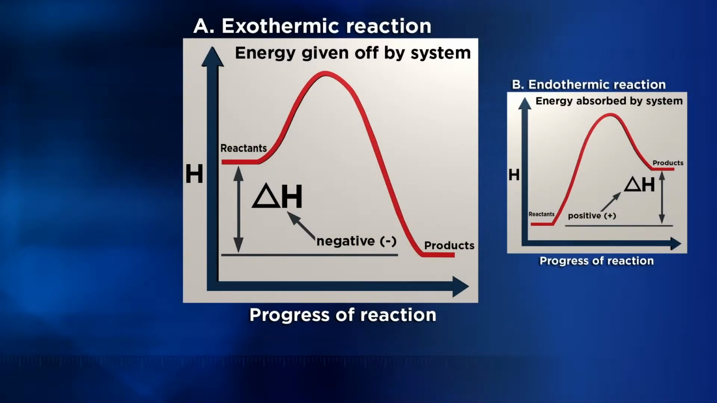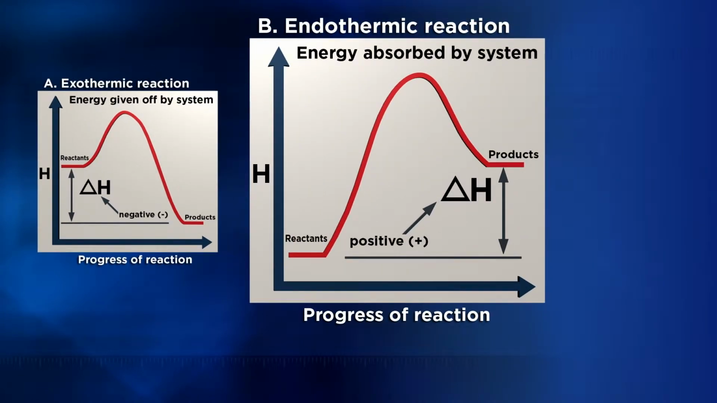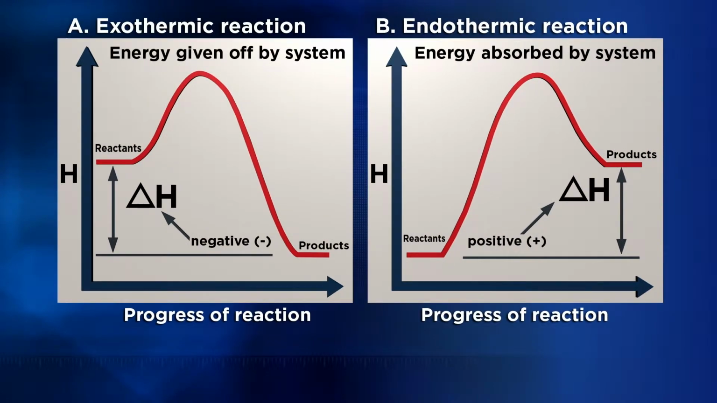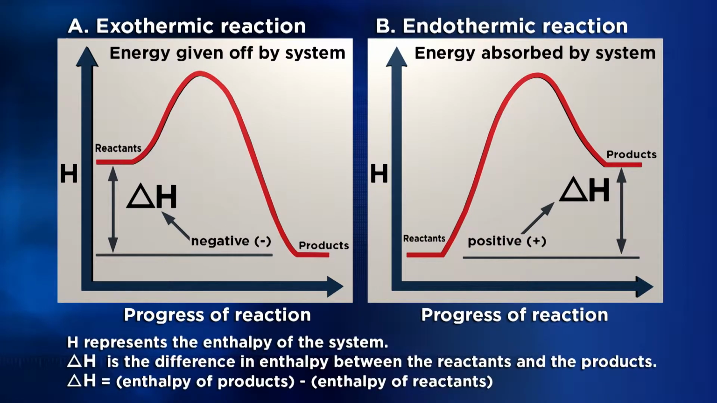Our students made graphical models of endothermic and exothermic reactions, which included a depiction of the activation energy needed to get a reaction started. Remember from Unit 2 that enthalpy, represented by H, refers to the amount of potential energy in a system. Delta H refers to the amount of heat energy transferred from reactants to products.